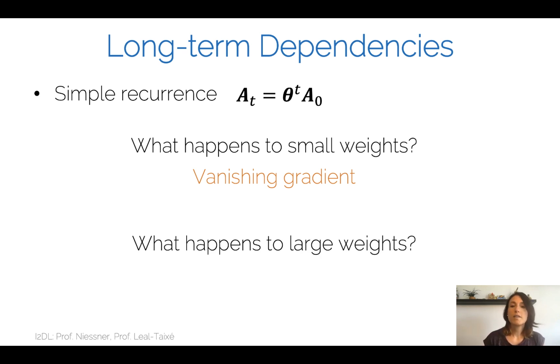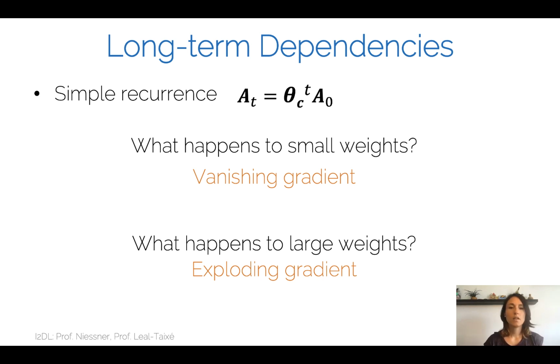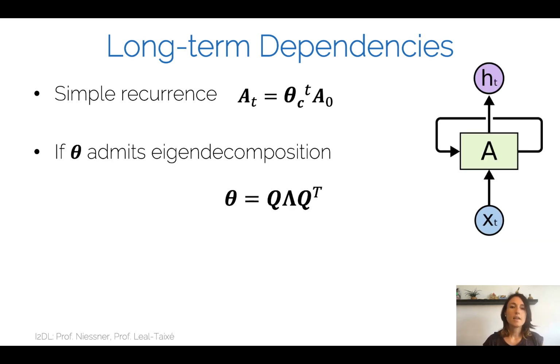Now, if the weights are really large, we have the opposite problem. We have the problem of having exploding gradients. Now, this is of course the case in which we would have scalar values. So imagine that we would have just one scalar as a weight, for example. Small weights would lead to vanishing gradient, large weights would lead to exploding gradients. But in our case, theta is actually a matrix, and therefore we have to look at its eigendecomposition to know exactly under which conditions will we have exploding or vanishing gradients.